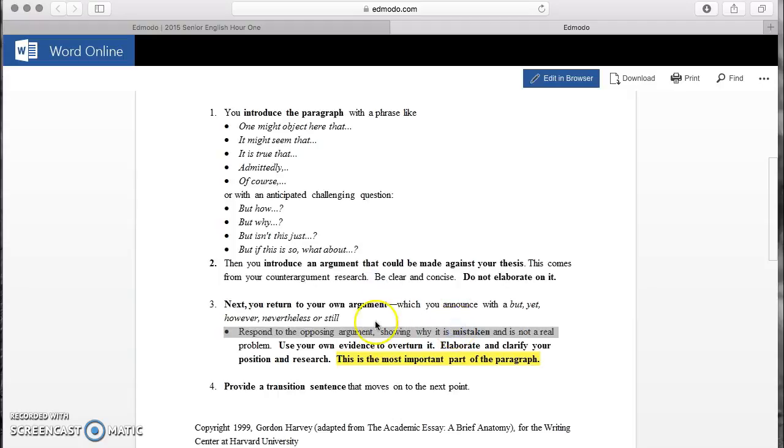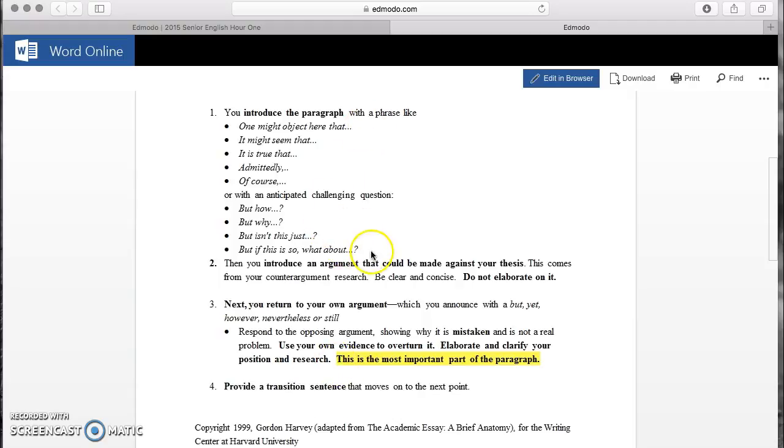With that said, once you do that, you're going to return to your own argument, okay? And then you are going to oppose or respond to the counterargument, and do so with a coordinating conjunction, and then from there respond to the opposing argument. Show why it's mistaken and not a real problem. Big thing here, guys, is use your evidence to overturn it. Elaborate and clarify your position and research. Guys, this is the most important part of the paragraph. And then from there, you provide a transition sentence that moves on to your next point.